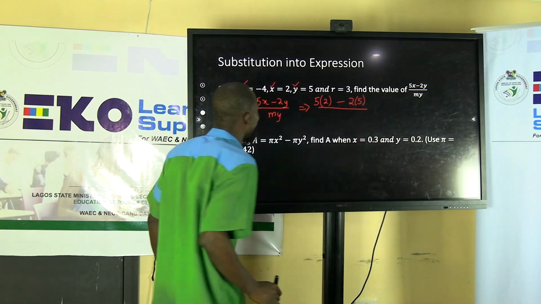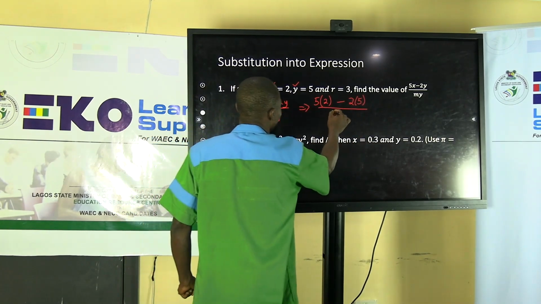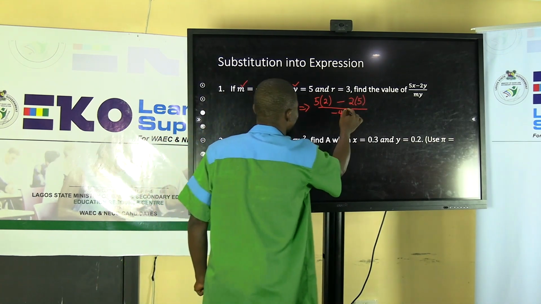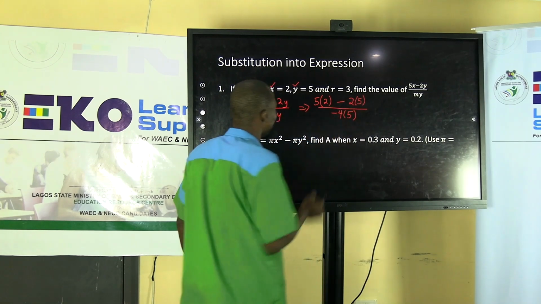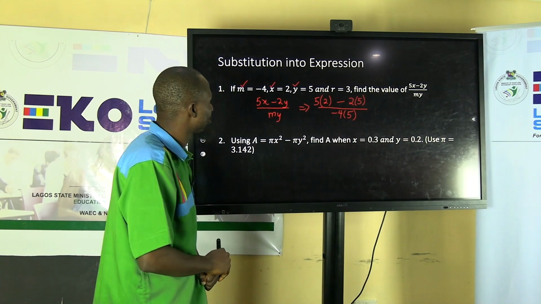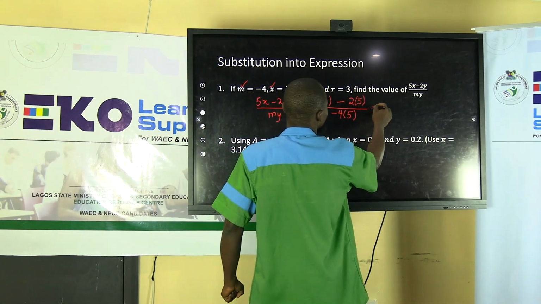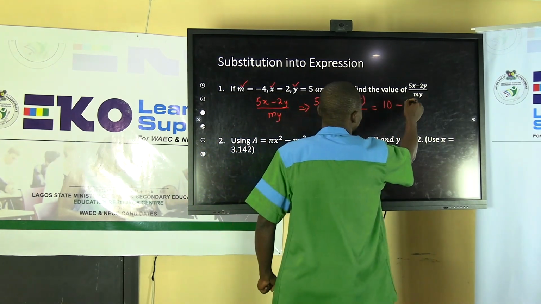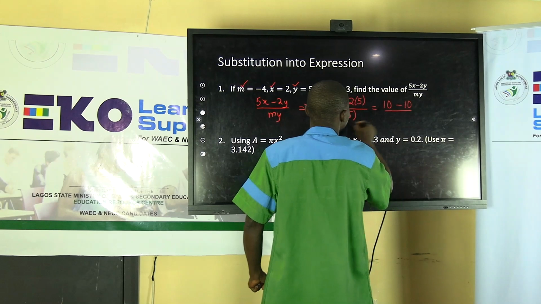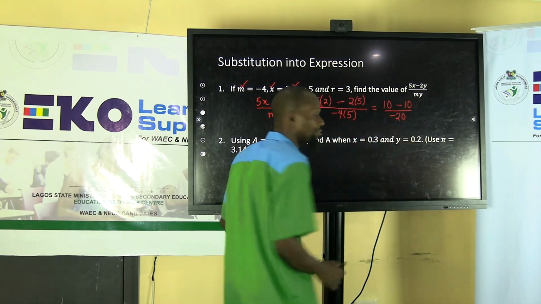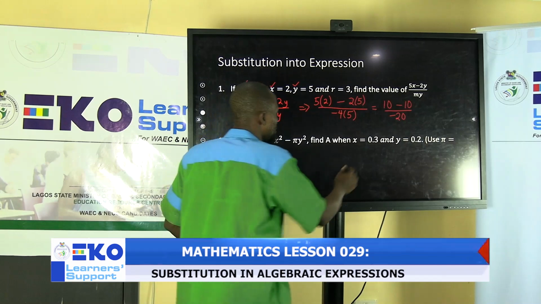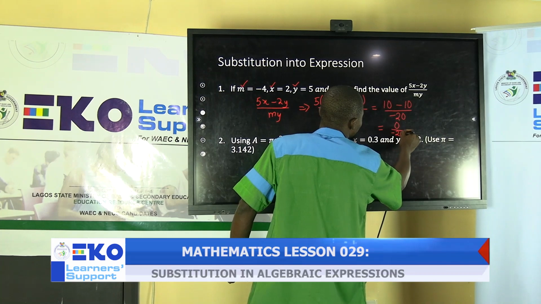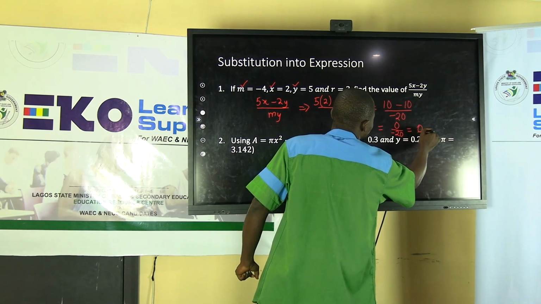Alright. Divided by m. What is m? m is -4. Multiplied by y. What is the value of y? 5. Okay. So what will that give us? 5 times 2 is 10. Minus 2 times 5 is also 10. Divided by minus 20. Wow, since our numerator is 0, we can see 0 divided by minus 20, and that will eventually give us 0.